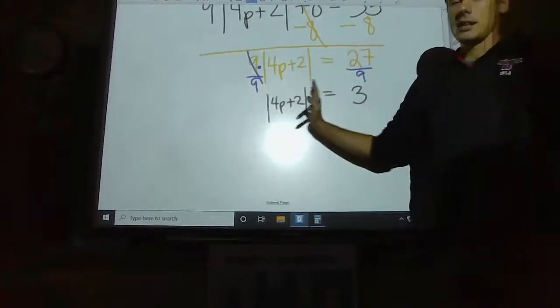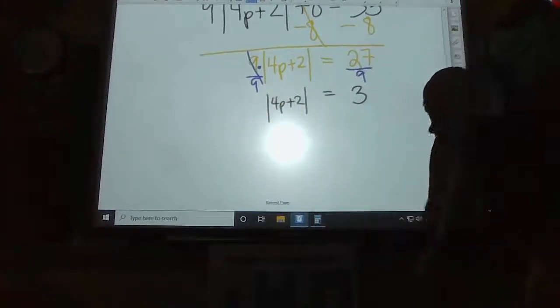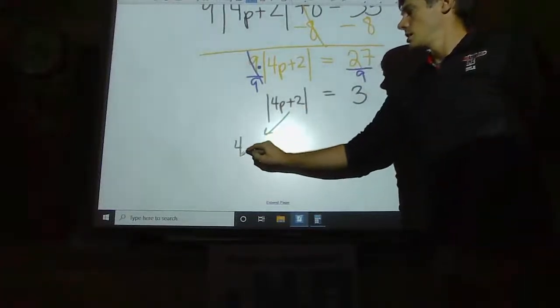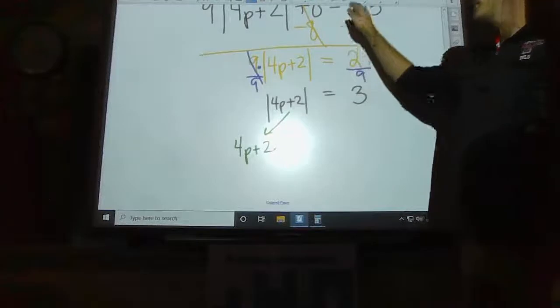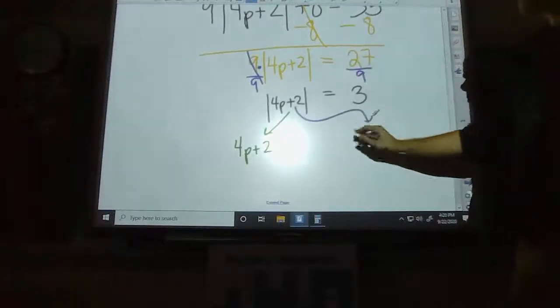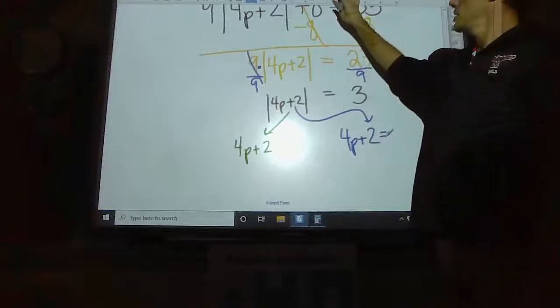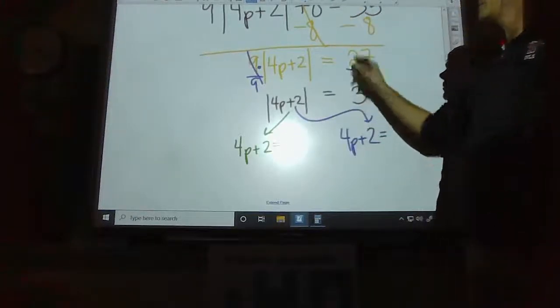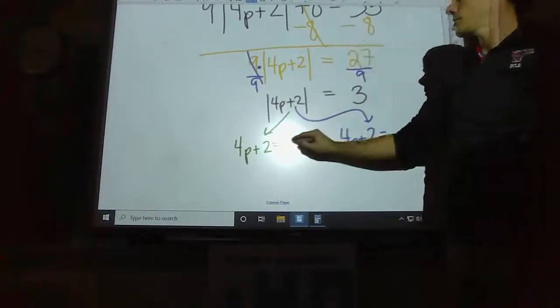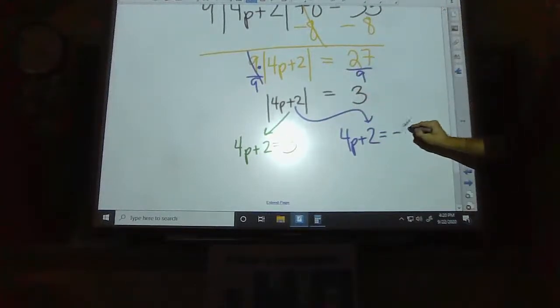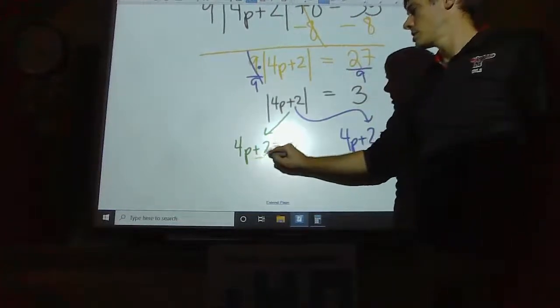The absolute value bar is completely isolated on the left-hand side. So that means I'm ready to split it. I'm going to do 4p plus 2 over here, and 4p plus 2 over here. One time, I'm going to make it equal positive 3. Let's do that one right here. The other time, I'm going to make it equal negative 3. And so from here, you just get to solve it like normal.